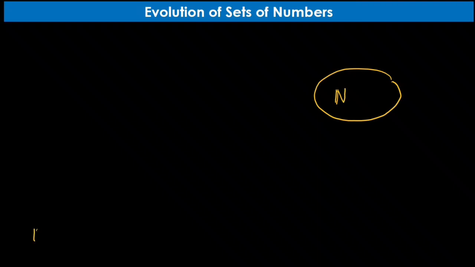Natural numbers are the set 1, 2, 3, 4, 5, and the list will go on to infinity. This set of numbers is called natural, perhaps because even animals can count their young using these numbers. That's why it's called natural number.